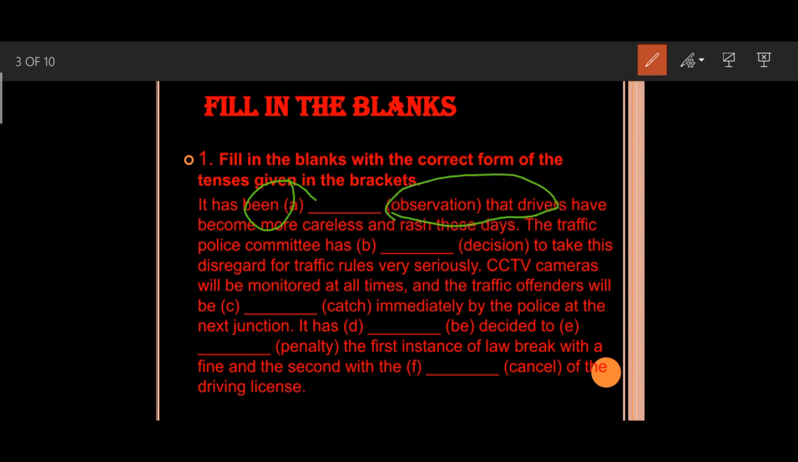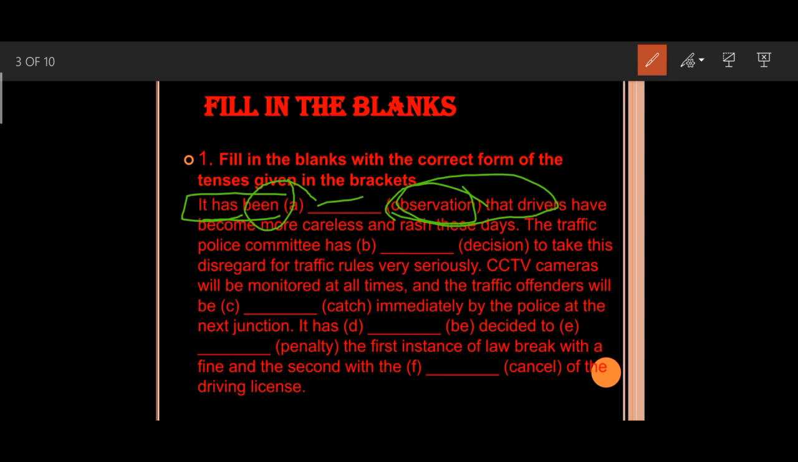So what we have here: it has been dash the drivers. It has been. Has been is the past tense form. So the past tense of observation is obviously observed. So here you will write observed. It makes sense. It has been observed. You cannot say it has been observing or it has been to be observed. That's wrong. So common sense, and also one important point: it has been, the sentence is starting with past tense. So obviously you will write observed.